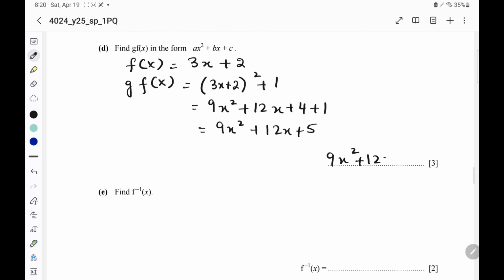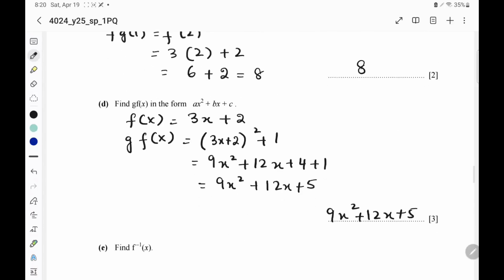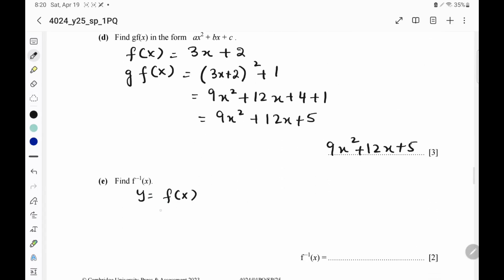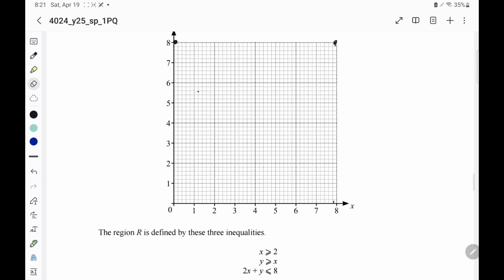Okay, now the f inverse of x. f(x) is equal to 3x plus 2. Let y be equal to f(x), so y is equal to 3x plus 2. Making x the subject, x is y minus 2 over 3. So f inverse of x is equal to x minus 2 over 3. x minus 2 over 3 is the answer for this. Question number 17.